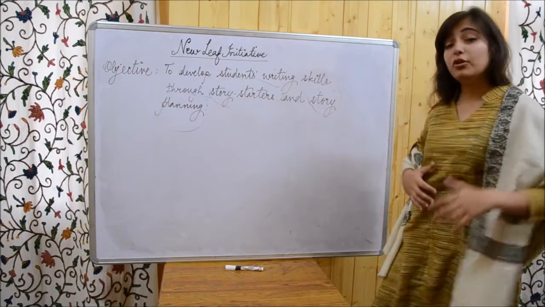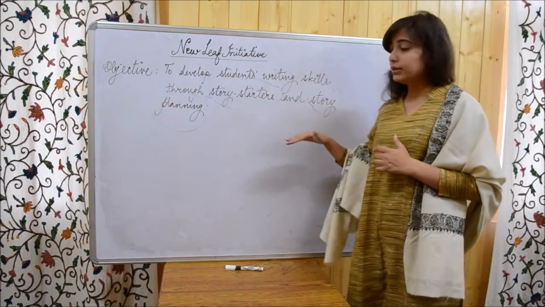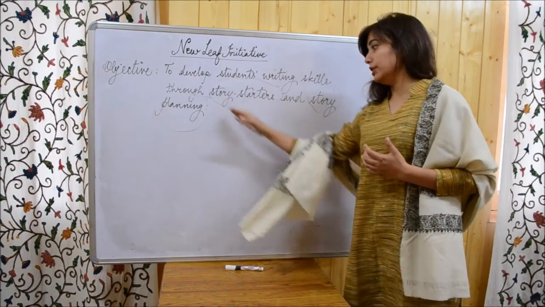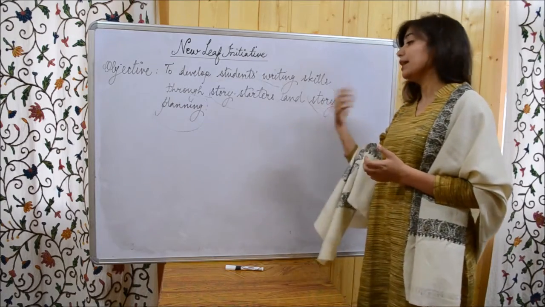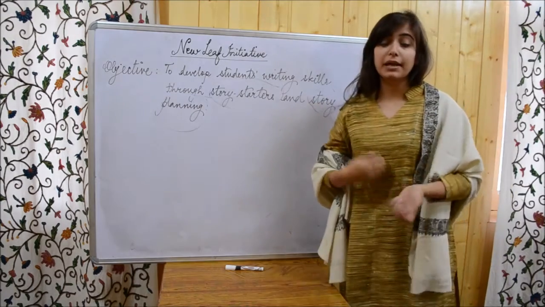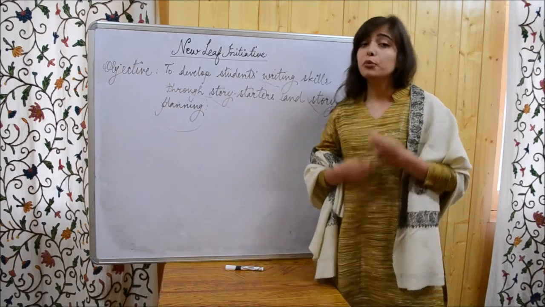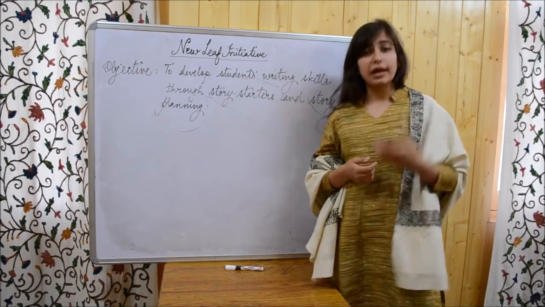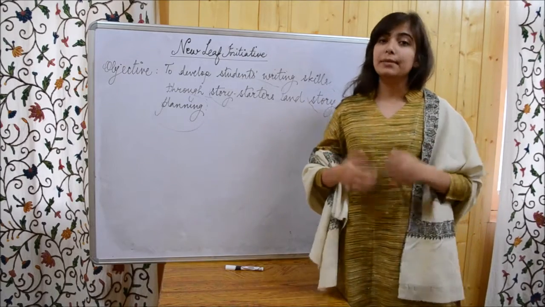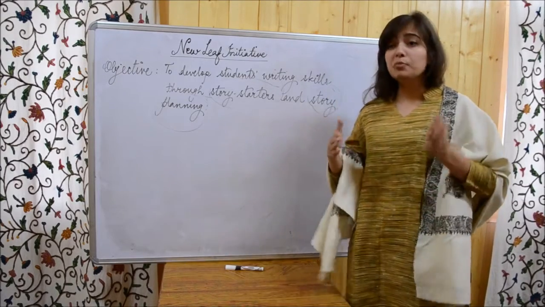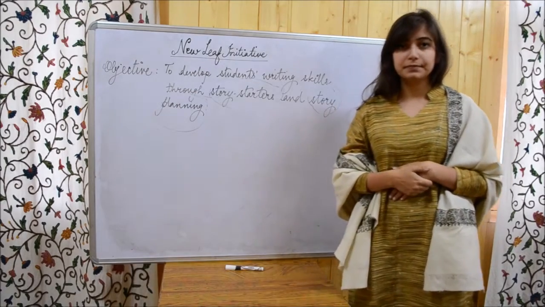So coming back to our objective of developing the writing skills, we have two major key points in our objective. One is story starters and the other is story planning. Now what is a story starter and what exactly does story planning mean? Story starters are essentially writing prompts which can be used by children to write their stories. And story planning is simply a step-by-step guide for the children to make their story prompts into full-fledged narratives.